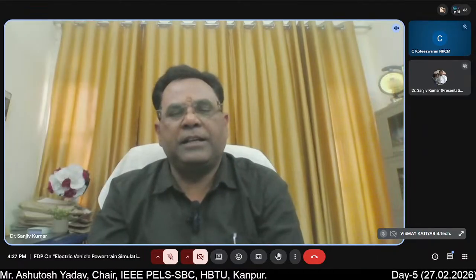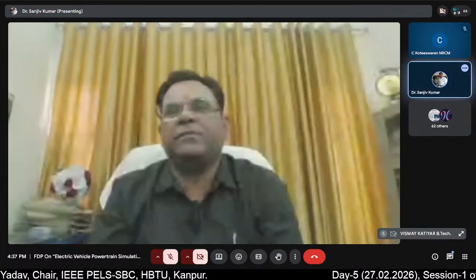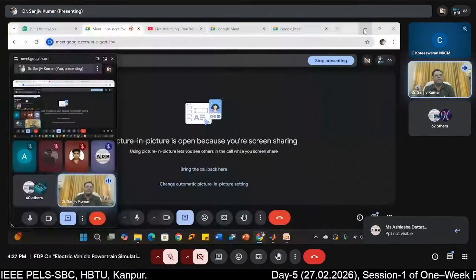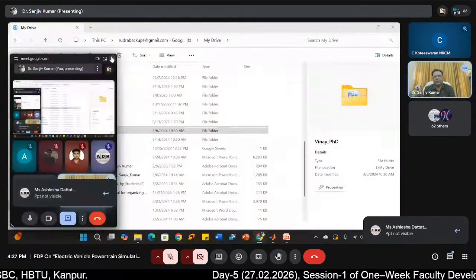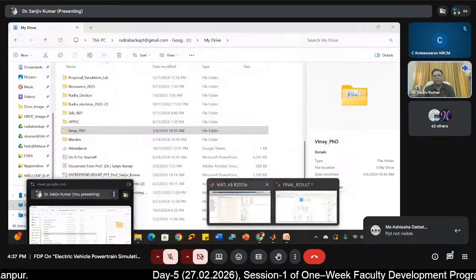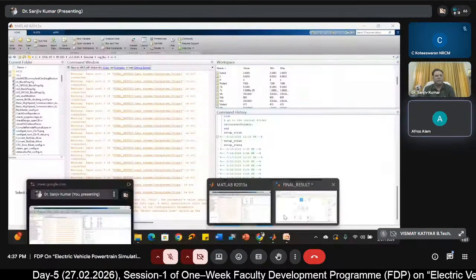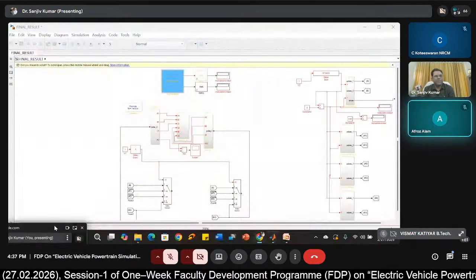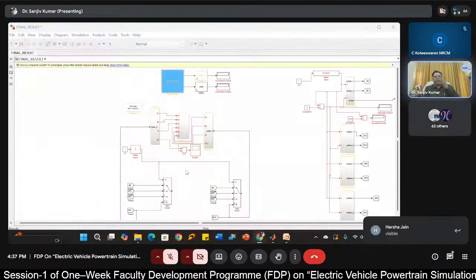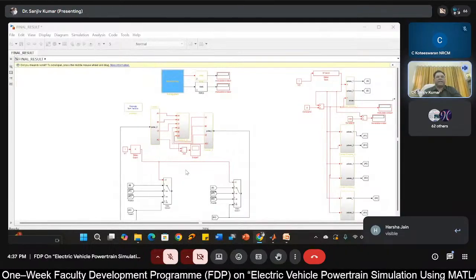So now let me share my screen once again, the entire screen, and please tell me whether it is visible to all of you or not. My MATLAB window is visible? Yes, clearly visible. Fine. Okay, now let us start.